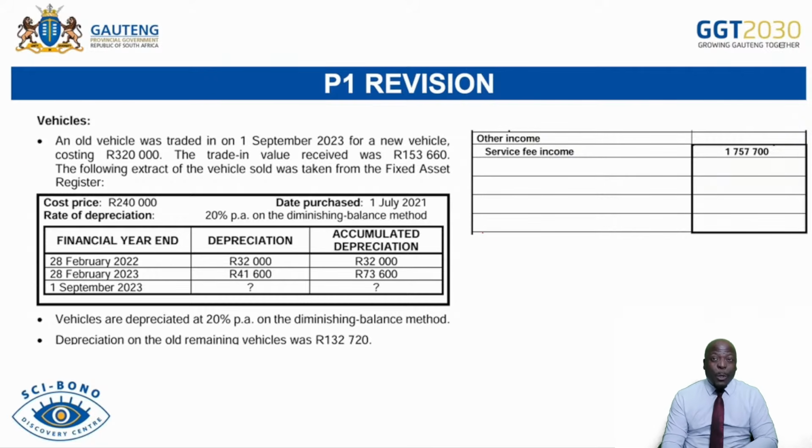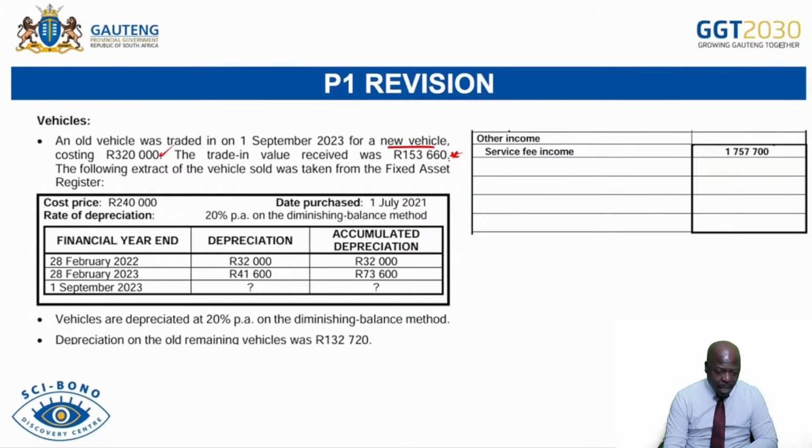And as we do that, we're going to also look at calculations that pertain to depreciation. So the information reads, an old vehicle was traded in on 1 September 2023 for a new vehicle costing 320. Very key that you understand that the 320 is for a new vehicle. Then the trading value received was 153,660. So this is the price at which we have disposed our old vehicle for them. The trade-in value received, that is the amount that we've received when we've disposed our old vehicle.